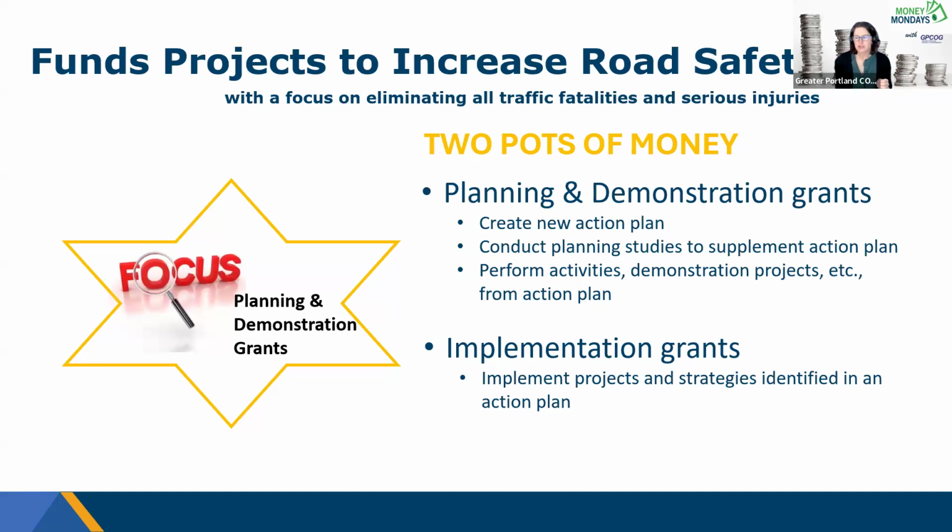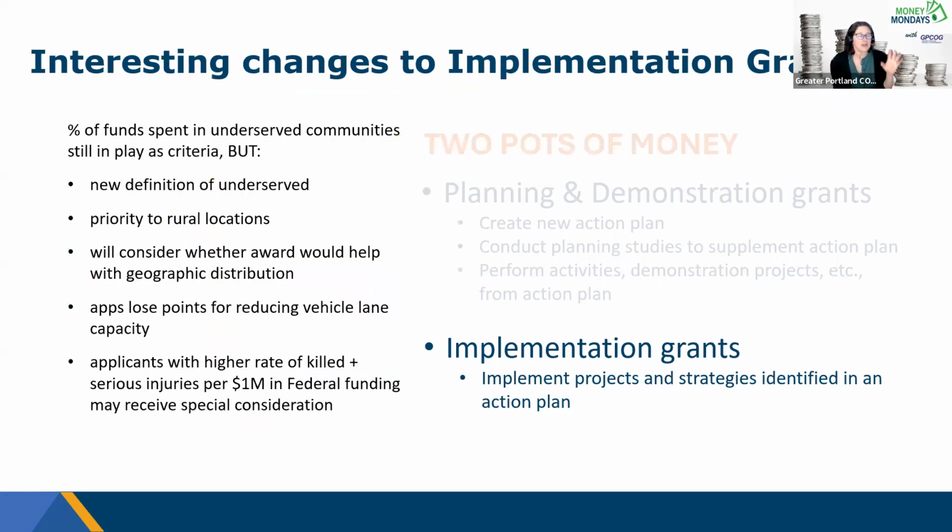Now, all of this said, there have been a lot of changes to the implementation grants this year. Well, I say a lot, not a lot. There is still a percent of funds that is required to be spent in underserved communities. That's true for the planning and demonstration grants too, but there's a new definition of underserved. And we'll talk about that in a bit. With the implementation grants, there's a priority to rural locations now. They also will consider whether the award would help with the geographic distribution of the grant. Maine has not received an implementation grant for this particular grant before, so that could possibly up our odds of getting one here.